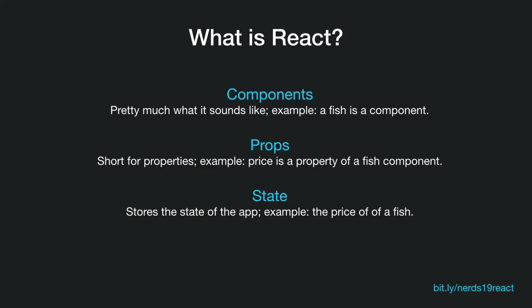State, I think of as kind of a mini local database that stores what's going on in the app. So an example, again, is the price of the fish: the current price of the fish is stored in state. And when the fish component needs that price, it grabs it from state and sticks it in there. And the way it gets there, and again, we'll go over this, is that the state gets into the component via the props.